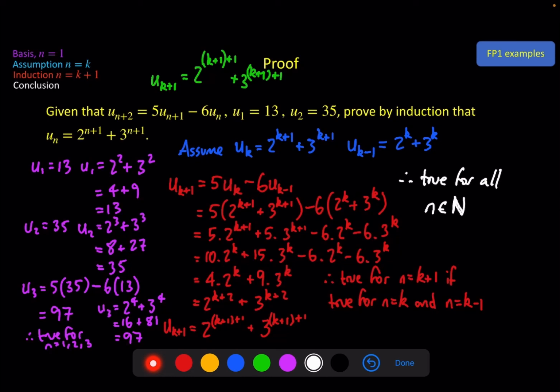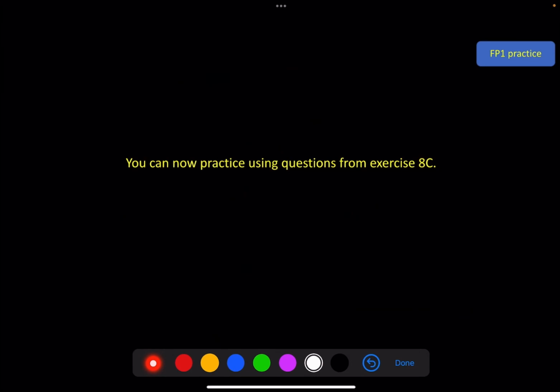And I hope that is enough for you to have a go at questions in exercise 8c, and maybe I'll see you for the final video of the module to apply this proof by induction method to matrices.